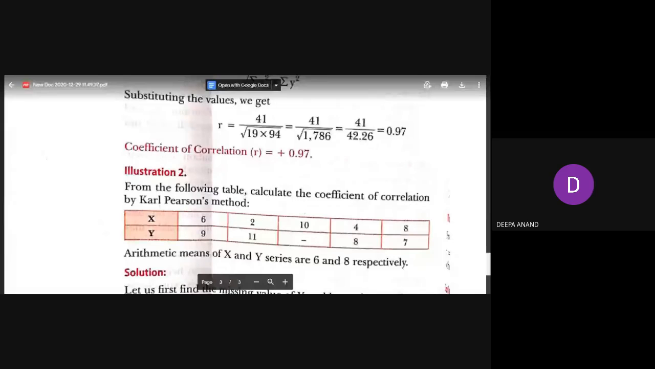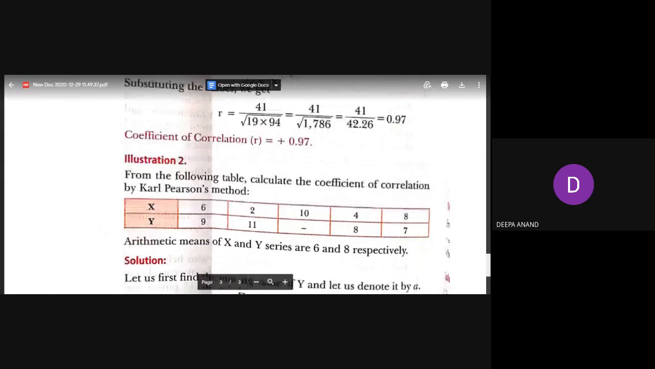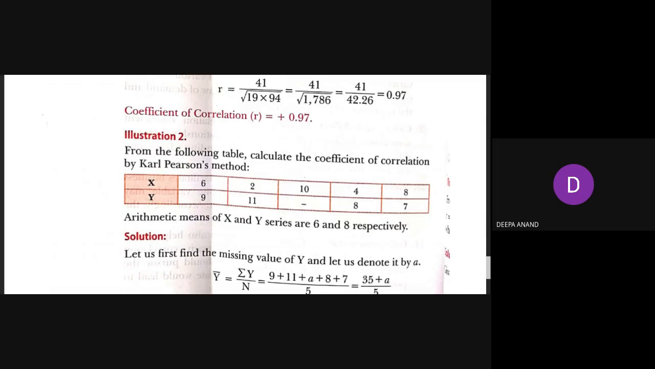The missing item will be found by looking at this: 9, 11, 20, 28, 7, 35. 35 upon 5. The total of 9, 11, 8, 7 is given: 35 plus a upon 5. The x value is not given. What is the actual total? What is the arithmetic mean of y? 8.